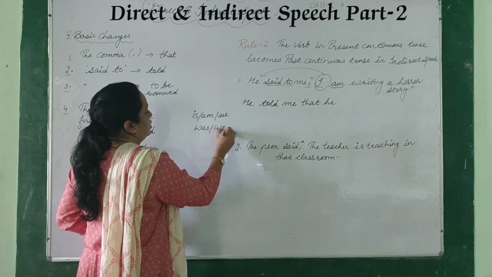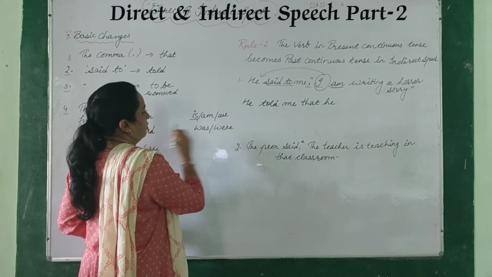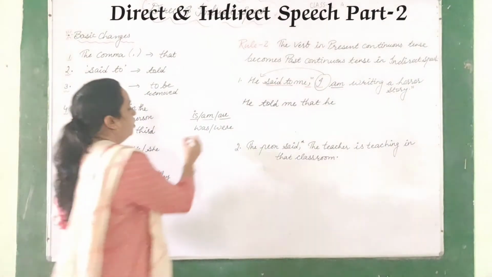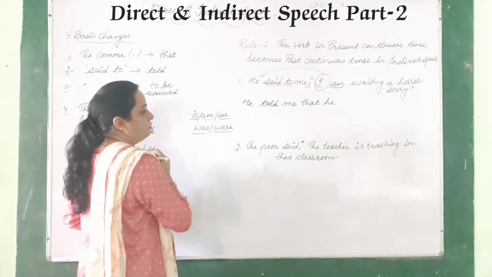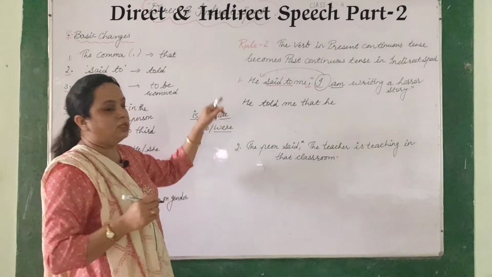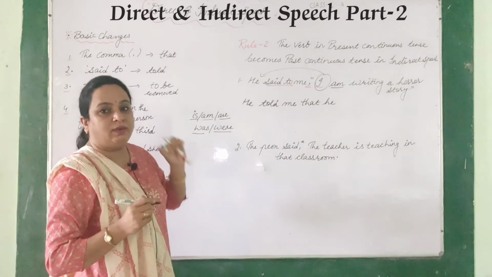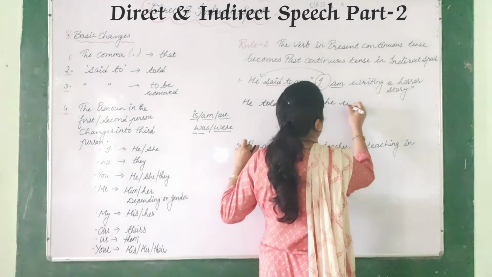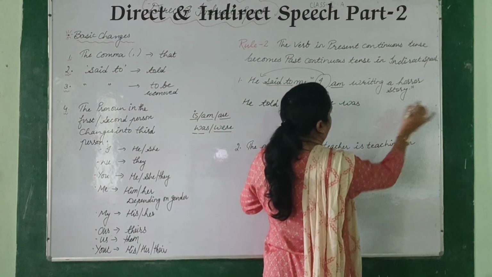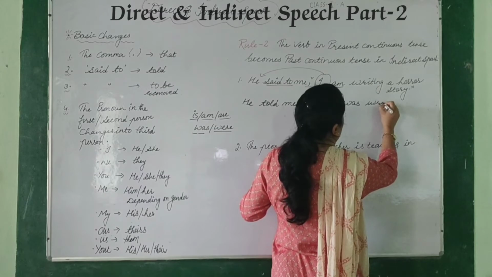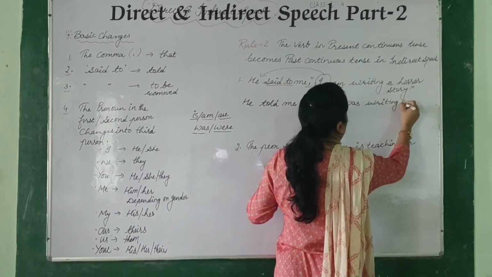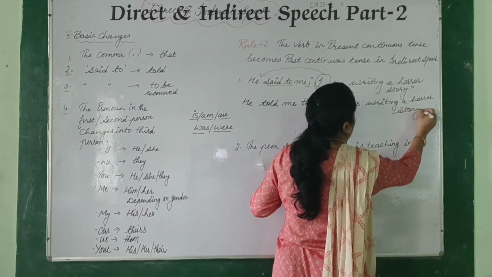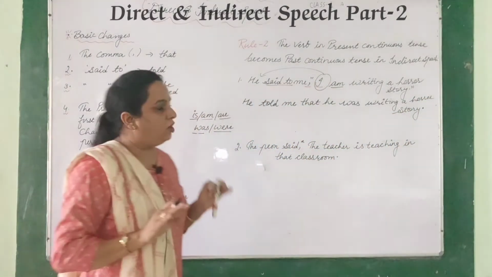Was, were. So as we know, is used with singular, am is used with I, and are is used with plural. So here was is used with singular and were is used with plural. So we have to check whatever is suitable for he because he is singular. So we have to take was here. So he, am changes into was. Now writing, that will be same, there will be no change in verb. So writing a horror story, full stop. Okay, and you will not put any commas here.